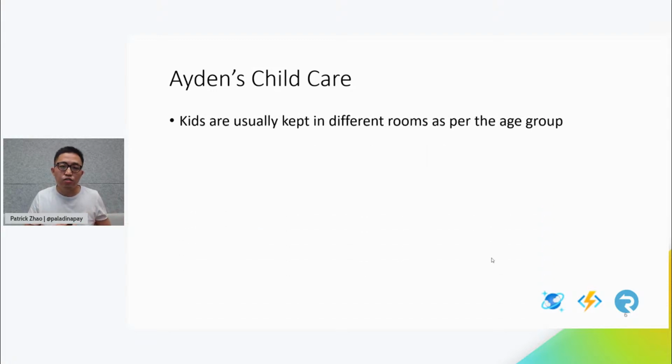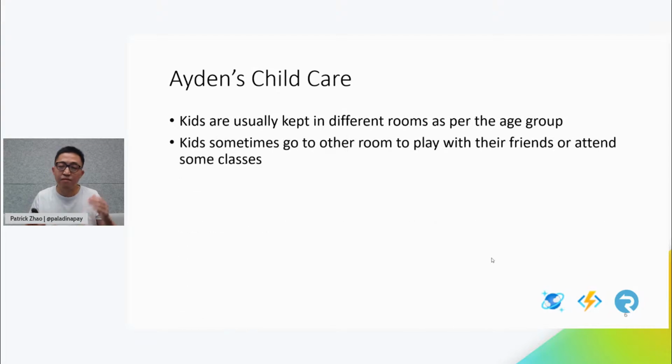But the childcare here in Australia works like this. The kids are usually grouped according to their age, and they will be assigned to a dedicated room. So throughout the day, the kids will spend most of their time in the room that they're assigned to. However, these little creatures are very active. So the exception is that sometimes they want to go to another room to play with their friends or attend some classes. So this would affect the social distancing that we try to apply in the premises of the childcare.